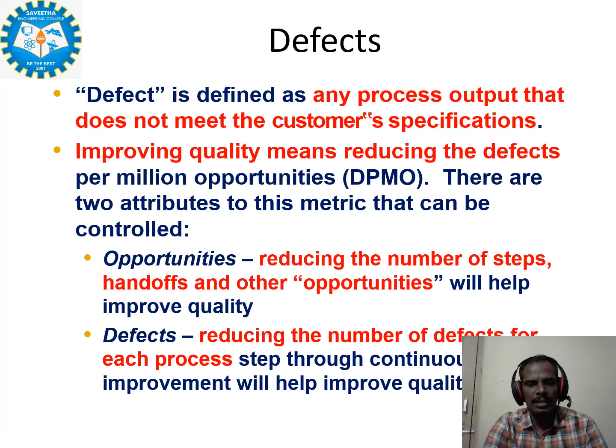So these definitions are given, and from the defects we can divide into two regions, one is opportunity, another one is defects. Opportunity means reducing the number of steps and handoffs or other opportunities will help to improve the quality, whereas reducing the number of defects for each process and step through continuous improvement will help to improve the quality.